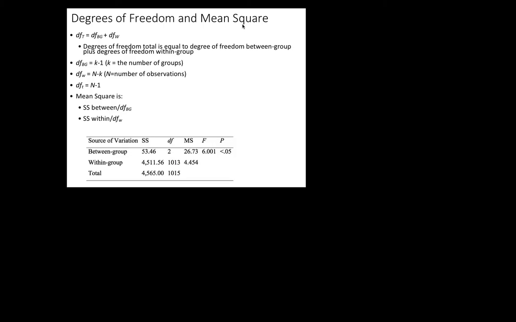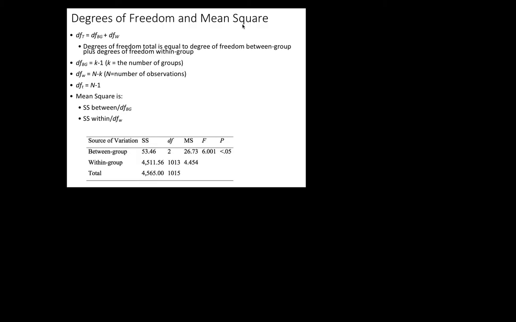So 26.73 divided by 4.54 is going to be equal to 6.001. And if we go back to this SPSS output, we'll find that it did exactly the same thing. Our between group degrees of freedom is 2. Our within group degrees of freedom is 1,013.